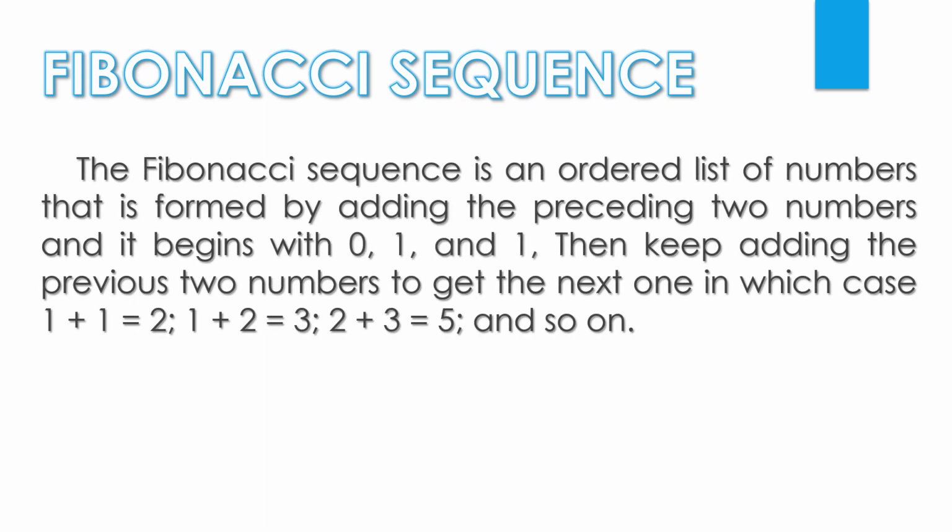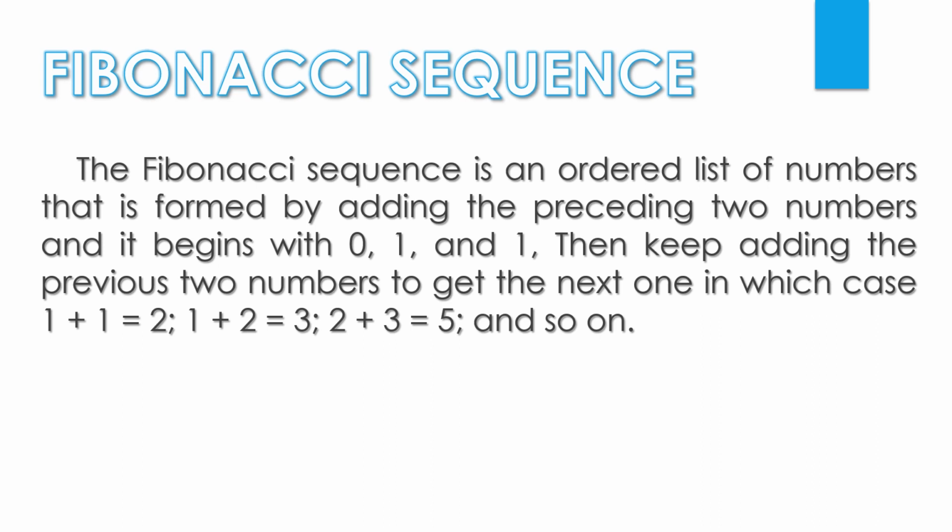So the Fibonacci sequence is an ordered list of numbers formed by adding the preceding two numbers, beginning with 0, 1, and 1. Then keep adding the previous two numbers to get the next one, in which case 1 plus 1 is 2, 1 plus 2 is 3, 2 plus 3 is 5, and so on and so forth.